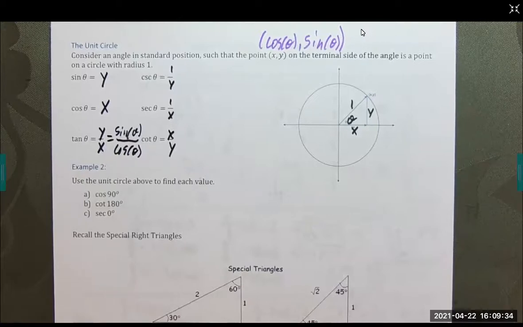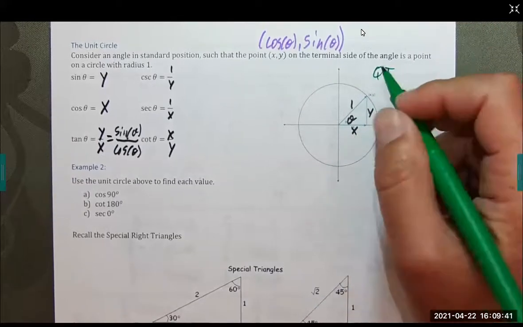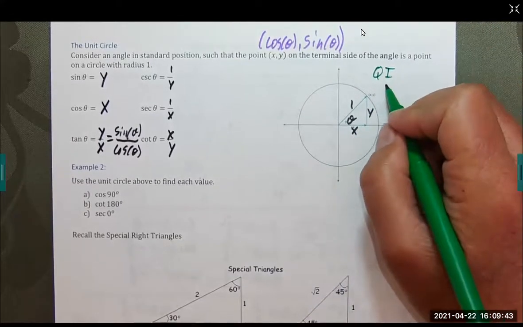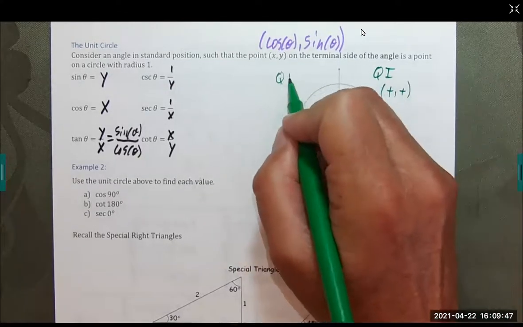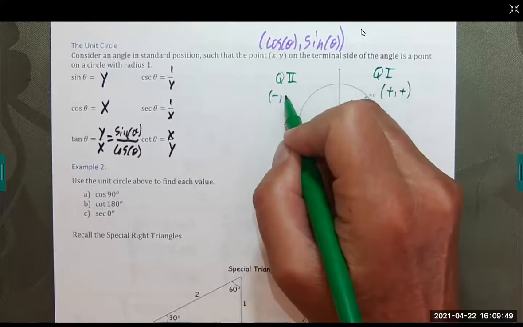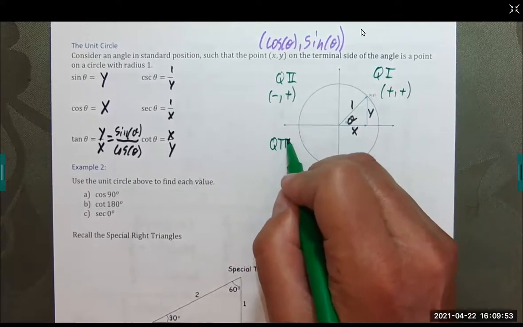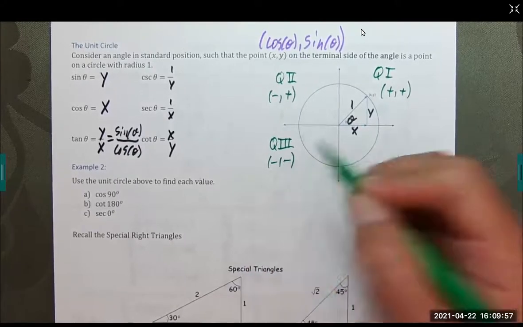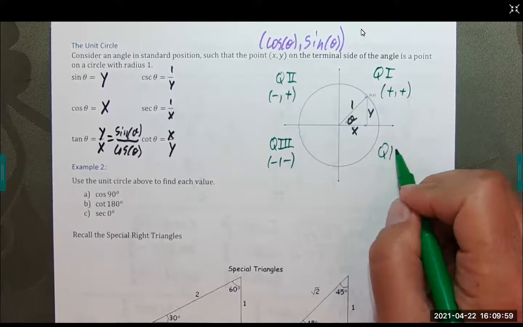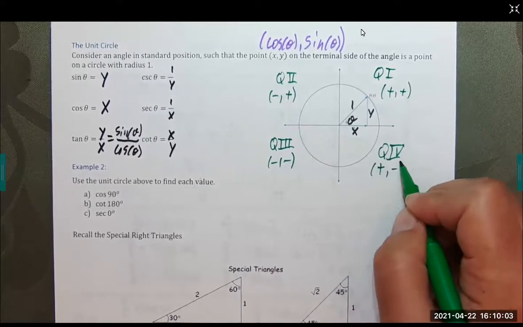Once again, I want to point out that in quadrant 1, x is positive, y is positive. Quadrant 2, x is negative, y is positive. Quadrant 3, both x and y are negative. In quadrant 4, x is positive, y is negative.